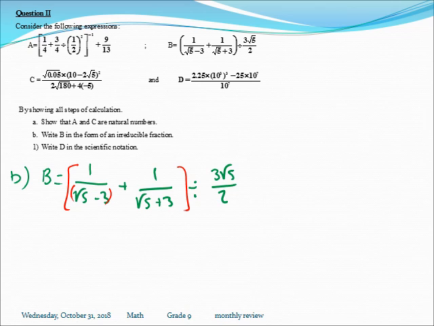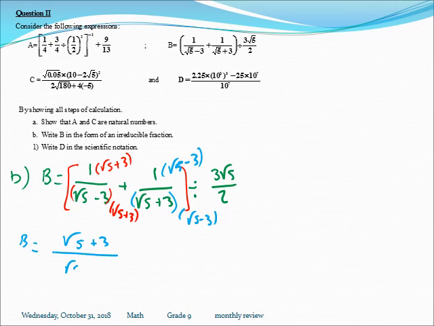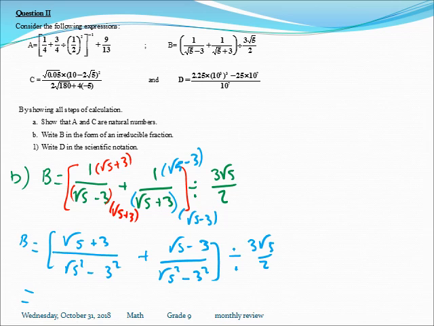Rationalize. Multiply by the conjugate of radical 5 minus 3, which is radical 5 plus 3, over radical 5 plus 3. Here, multiply by the conjugate of radical 5 plus 3, which is radical 5 minus 3, over radical 5 minus 3. So B equals radical 5 plus 3 over radical 5 squared minus 3 squared, plus radical 5 minus 3 over radical 5 squared minus 3 squared, divided by 3 radical 5 over 2.